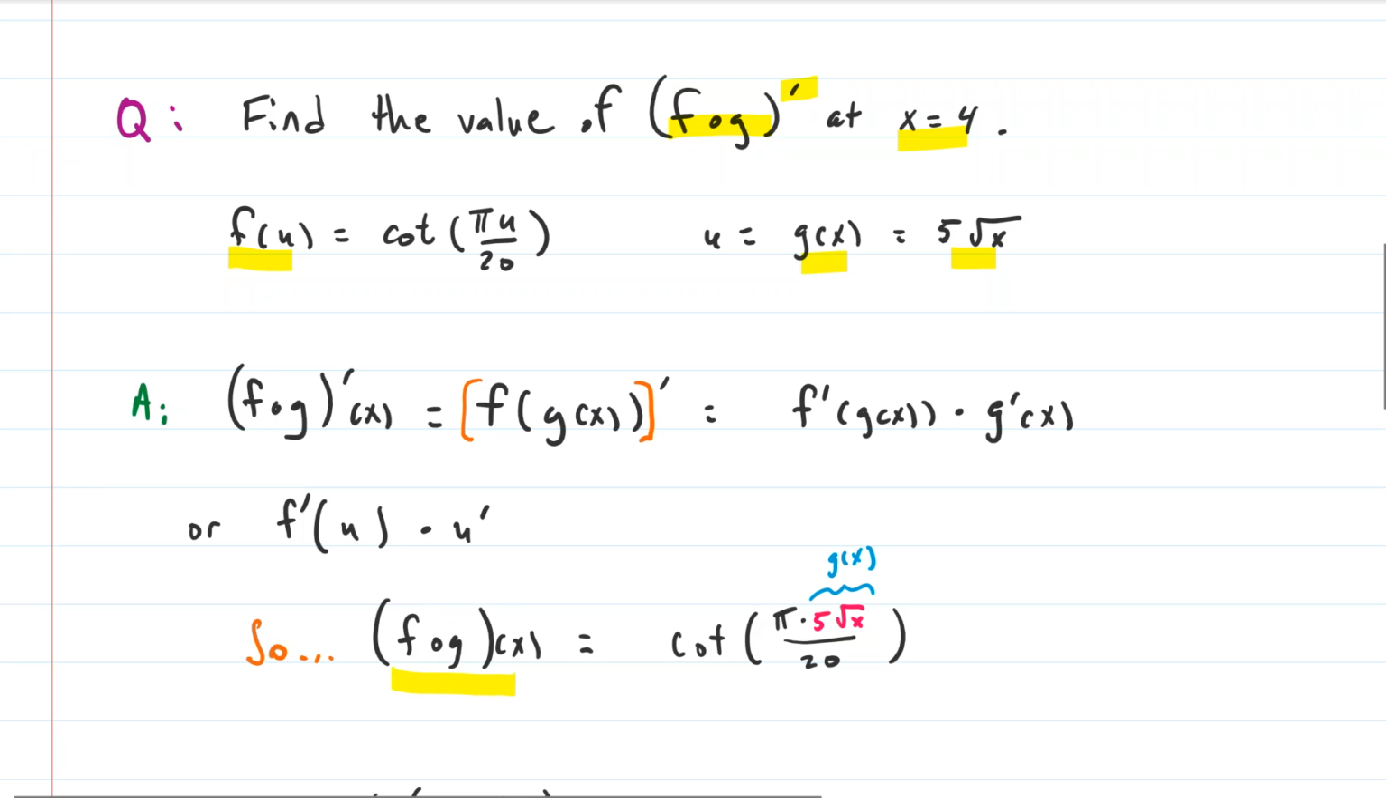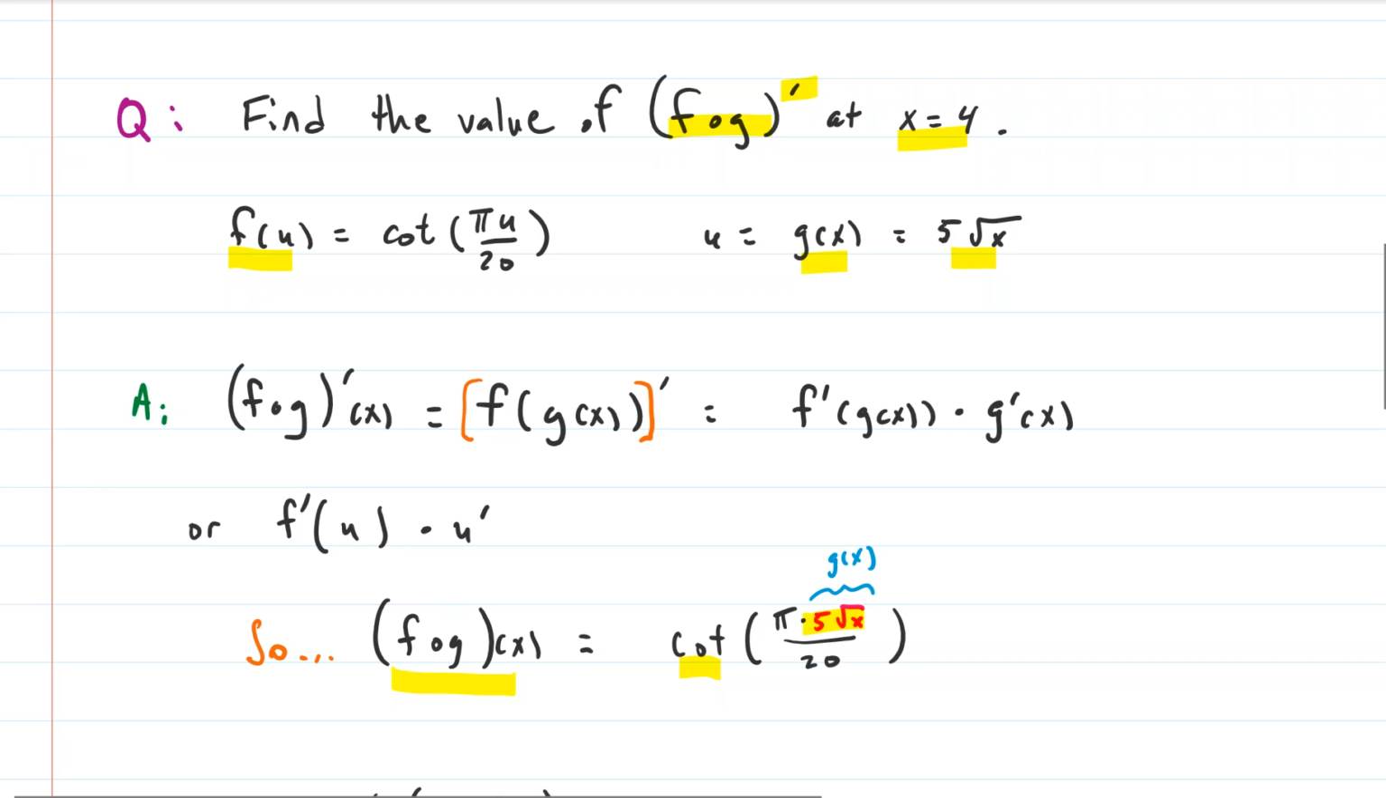So if we find out what f of g is, we just have cotangent of pi over 20 times whatever g is, and g we know is 5 times root x. Now if we wanted to figure out what the derivative is, we've got to use the chain rule here. This is a perfect application of the chain rule.